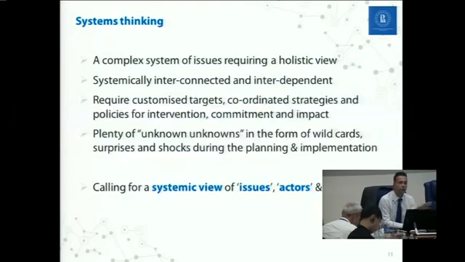And at the same time, there are plenty of unknown unknowns. So we don't even know, actually, what may happen on the way. There are plenty of surprises, there are plenty of shocks, and wildcards as we go through the planning and implementation process.